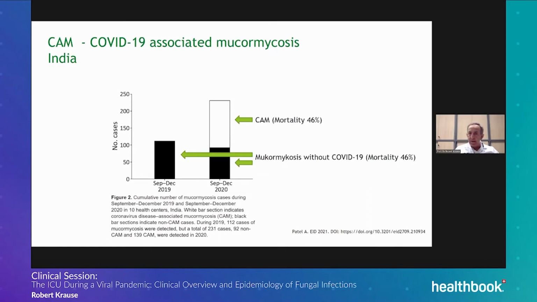Is COVID-19 really a factor for the mucormycosis cases? And it is, as you can see here in this publication, where the rate of mucormycosis without COVID-19 was stable in India, but with the COVID-19 pandemic, there was an increase in the overall rate of mucormycosis, and approximately 50% of all of the cases were attributed in this study to COVID-19. So COVID-19 is clearly a factor that is associated with mucormycosis.